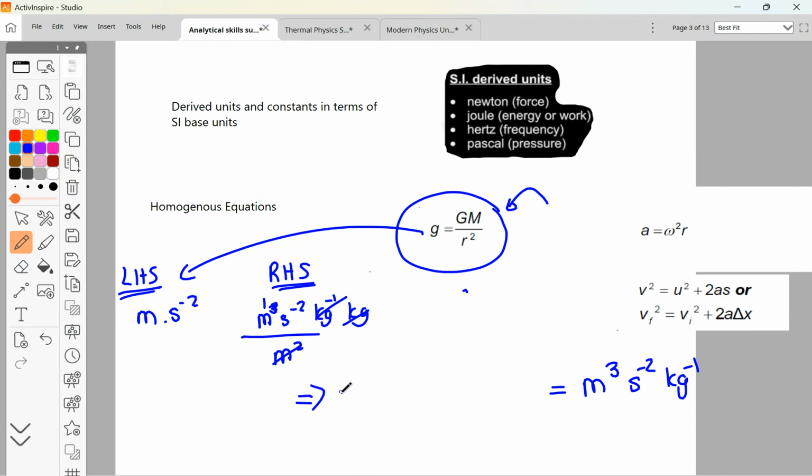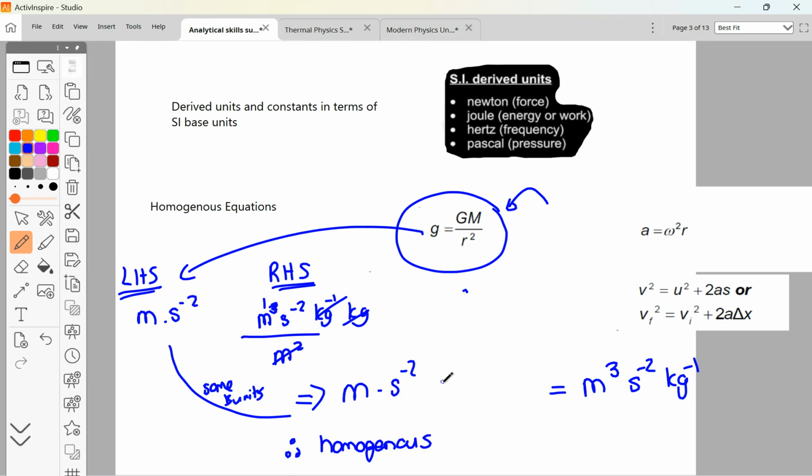You can do it in pencil. We like when you show what you are doing. So that will give us meters per seconds to the -2 as well. And now you can say, therefore, they've got the same base units, and therefore it is a homogeneous equation. Okay.